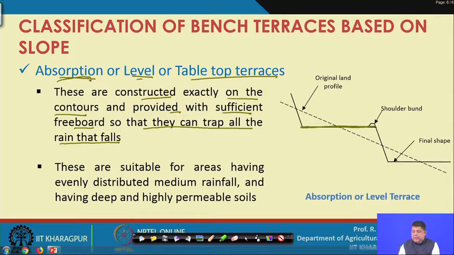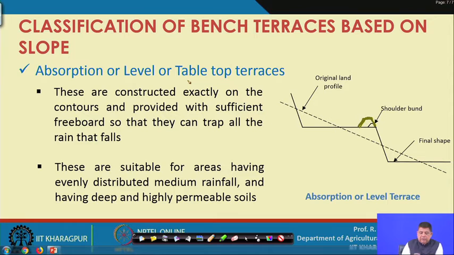used, and that is why, in fact, in all kinds of terraces, this shoulder bund, which is here, at the end of this we create a bund kind of structure, which is referred to here as a small one. So, I am magnifying the same thing so that it is clearly visible, and this is referred to as the shoulder bund. So, in the case of level or tabletop terraces, sufficient freeboard should be provided, so that all the rain that falls can be trapped.